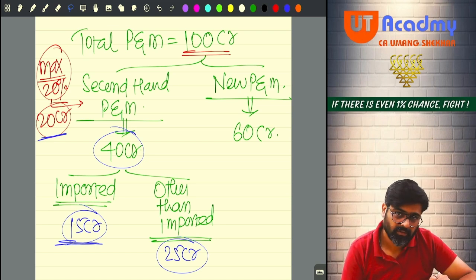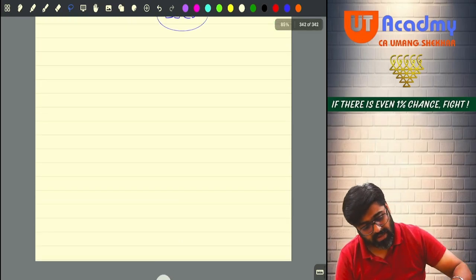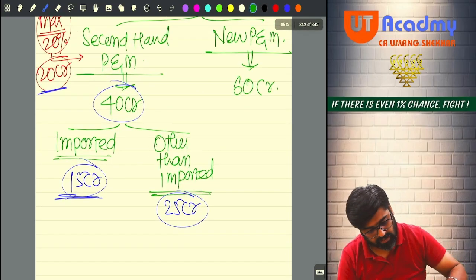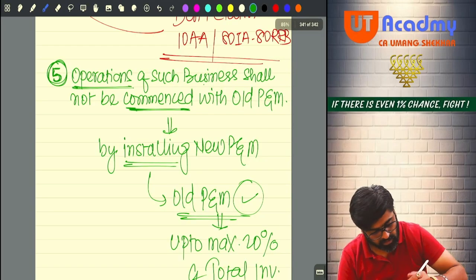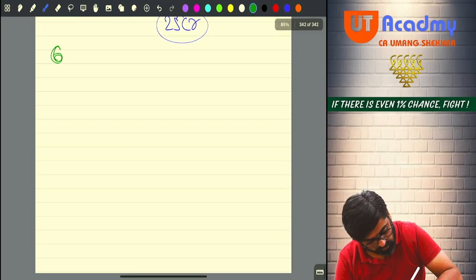Hence, this business is not eligible for the 35AD deduction. Getting my point? Now they are saying the last one. This was your fifth, no? Now the sixth one. Sixth condition.